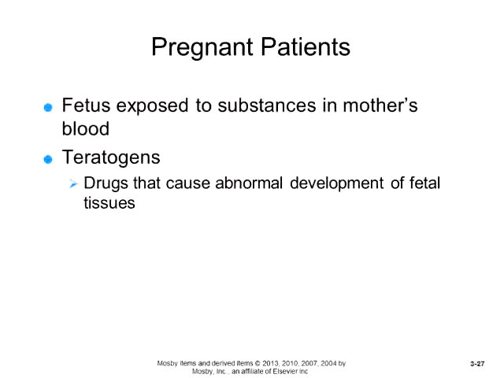Now, pregnant patients. The fetus can be exposed to substances in the mother's blood. And teratogens, remember that word, teratogens, we talked about it earlier in Chapter 2. These are drugs that can cause abnormal development of fetal tissue. So again, we would have to do some big patient education for women who are taking a teratogenic type of drug, that they should practice birth control carefully so that they don't become pregnant because of the medicine.